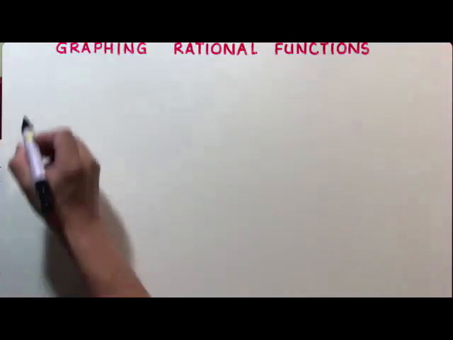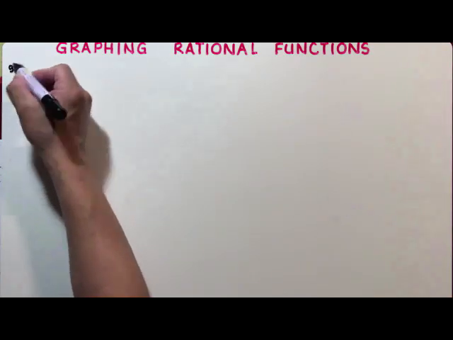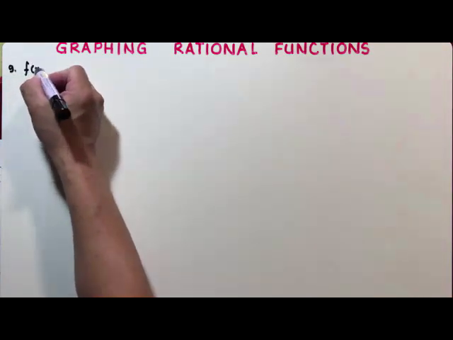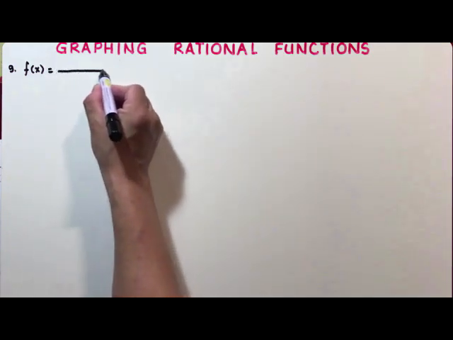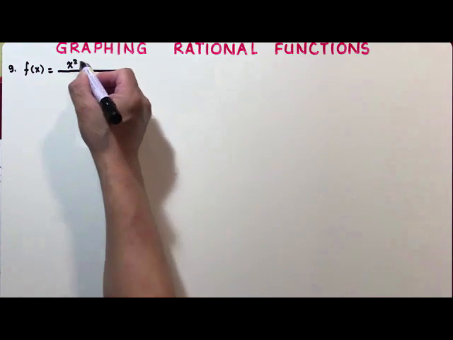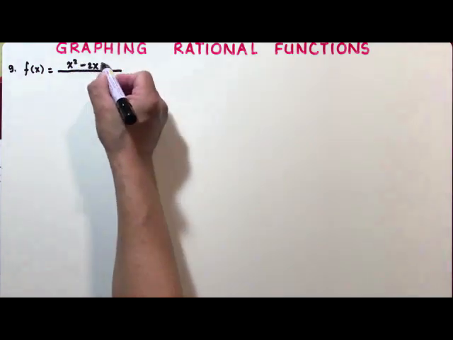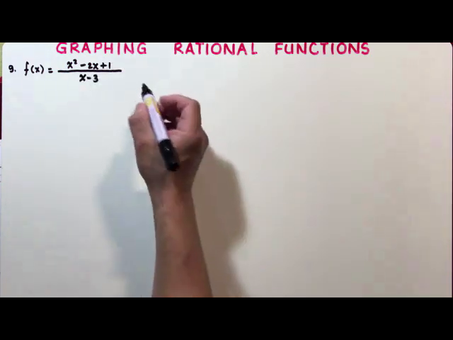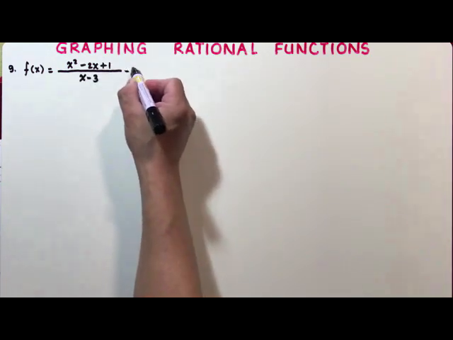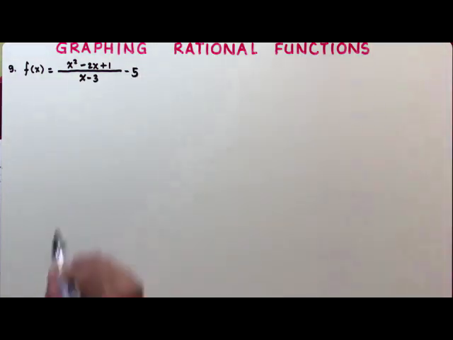So here, let's proceed to example number 9. What is the graph of the rational function f(x) equals (x squared minus 2x plus 1) divided by (x minus 3), minus 5? To sketch the graph of this rational function, we need to follow the guidelines of how to sketch the graph of a rational function, which I discussed in the previous video.